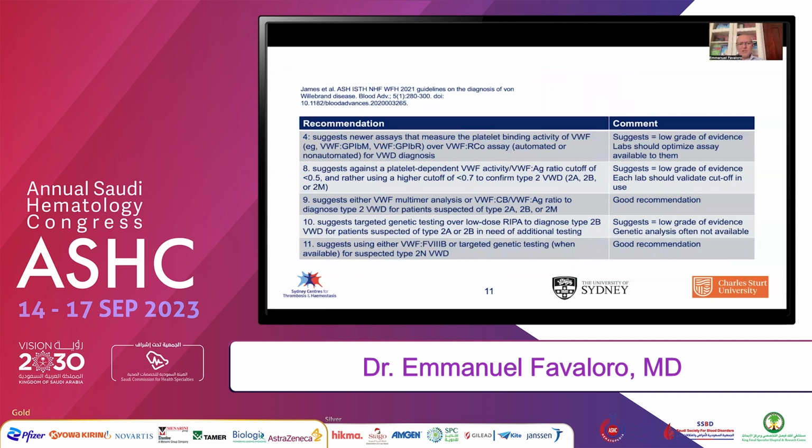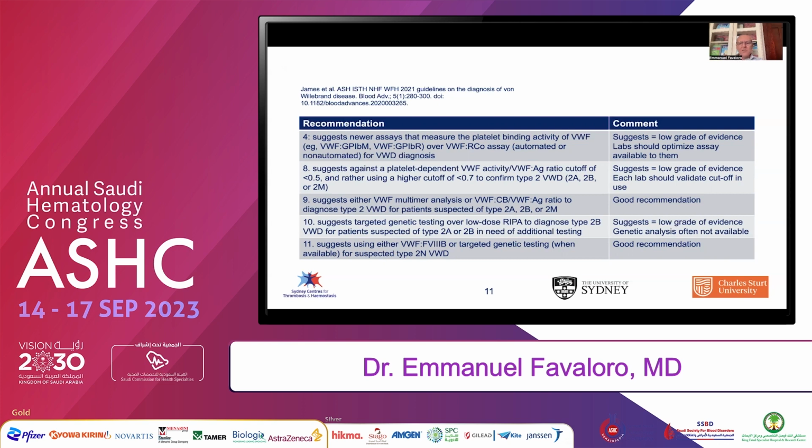In terms of some of the recommendations, I'm only showing selective recommendations from the guidelines. One of the recommendations is using the newer assays that measure the platelet binding activity of von Willebrand factor, in other words, the glycoprotein 1bM and glycoprotein 1bR, over the ristocetin cofactor assay, automated or not automated, for von Willebrand diagnosis. Another recommendation is that they suggest against using a platelet-dependent VWF activity to antigen cutoff of 0.5, instead using a cutoff of 0.7. In our laboratory, we actually use a cutoff of 0.6. And that would be our recommendation, unless you could see that 0.7 is actually better.